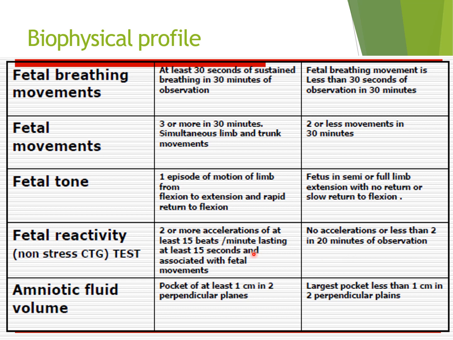Here also it is 20 minutes. I think I told 30. Make it 20. And next is amniotic fluid volume. If pockets of at least 1 centimeter in 2 perpendicular planes are there, you can give the score 2. For this we are supposed to do the ultrasonography. And if the largest pockets are less than 1 centimeter in 2 perpendicular planes, the score is 0. So these are the parameters we are checking in the biophysical profile.